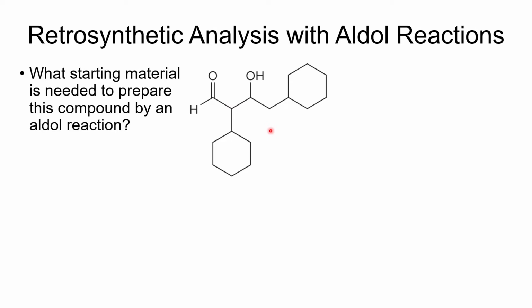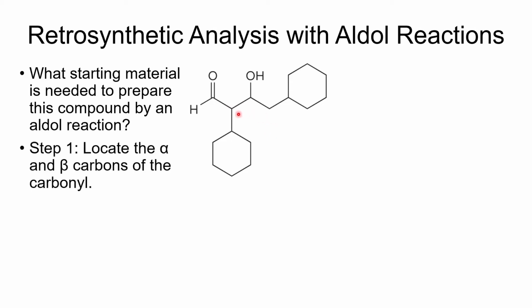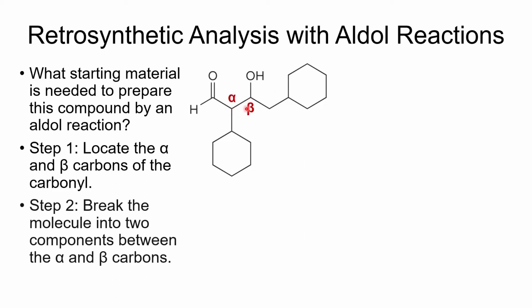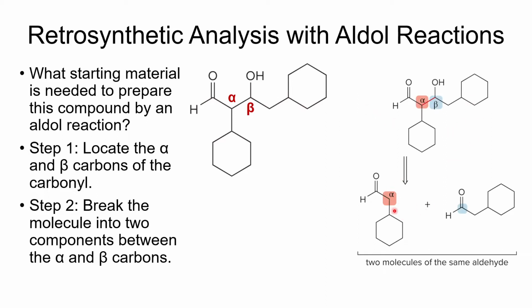The thing you want to do is find the alpha and beta carbon. You'll locate the alpha carbon, and the beta carbon, again, is going to have the OH. So we'll locate the alpha and beta carbons, which are right here and here. And then we're going to break the molecule apart between that alpha and beta carbon. The alpha carbon will be where the enolate formed, and that'll give you one molecule of your aldehyde. And the beta carbon is going to be the carbonyl of this one. So you'll see that when we break that apart, this will be where our alpha carbon is, and that was our beta carbon where this carbonyl was. These are the same molecule. We're still looking at doing aldol reactions with the same molecule.